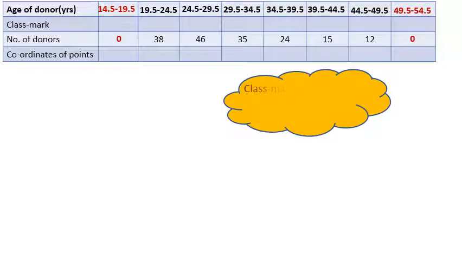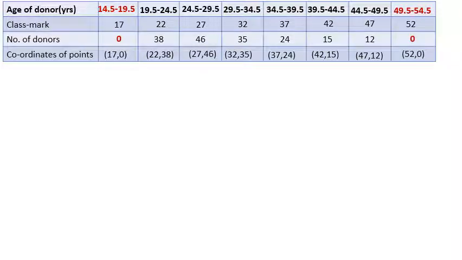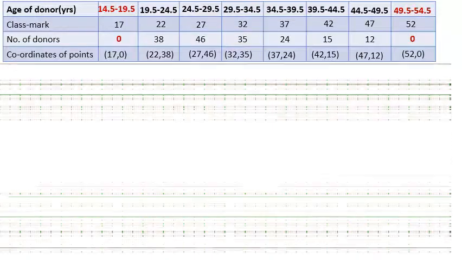Next, we find the class marks. The class mark for the first class interval 14.5 to 19.5 will be 17. In a similar manner, we find the class marks of the remaining classes. We can also find the successive class marks by adding the class width to the previous class mark. Next, we find the coordinates of the points to be plotted. X coordinate will be the class mark, Y coordinate will be the frequency.